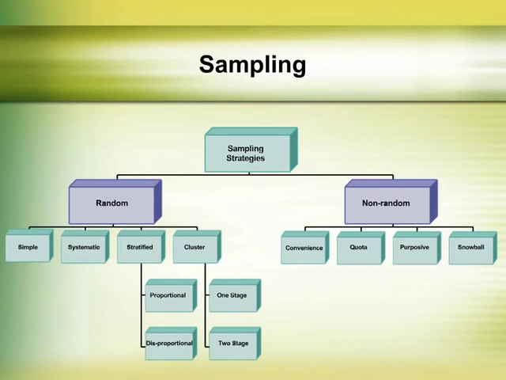There are two basic sampling strategies, random and non-random, and a number of specific strategies within each of these approaches. This table provides examples of each of the major strategies.